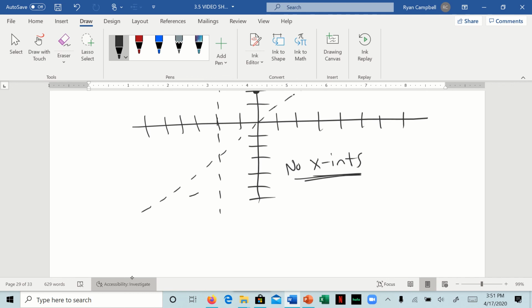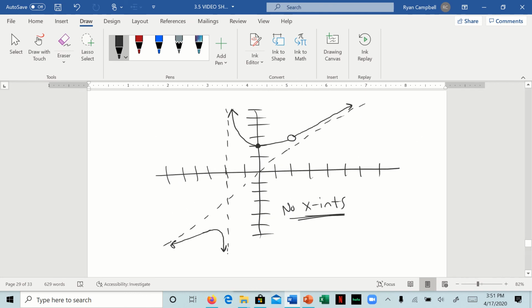As it goes to the left, it's going to get closer and closer to y equals x. And then as it goes to the right, it's going to get closer and closer to negative infinity. And here we go. Here's our graph. This is what the graph will look like.